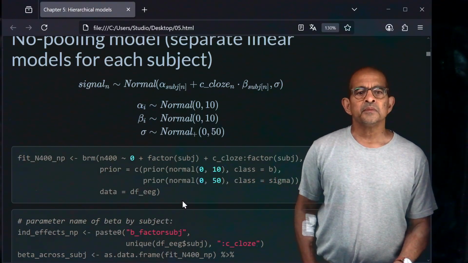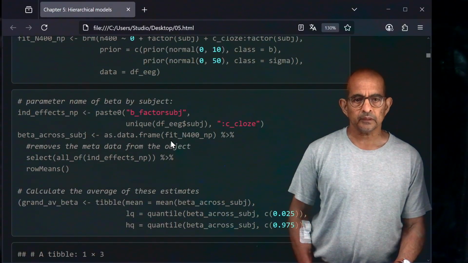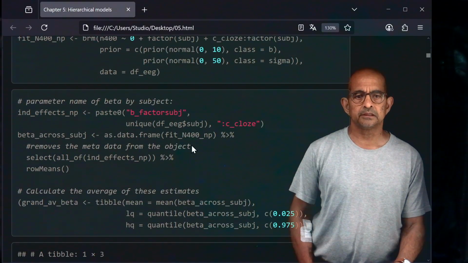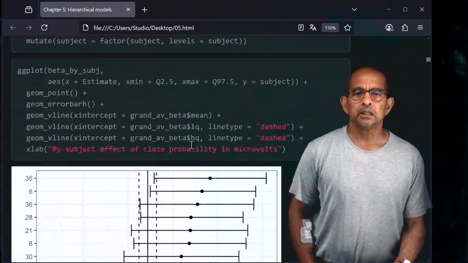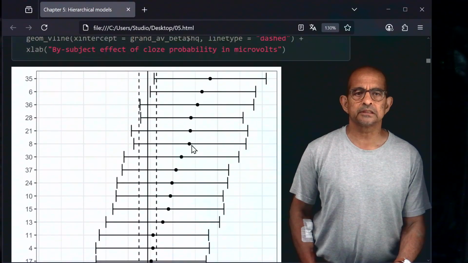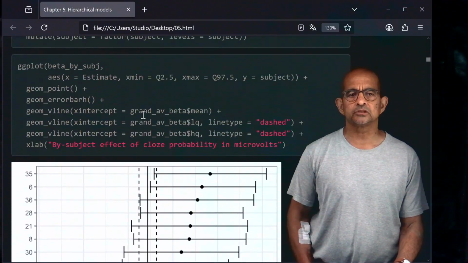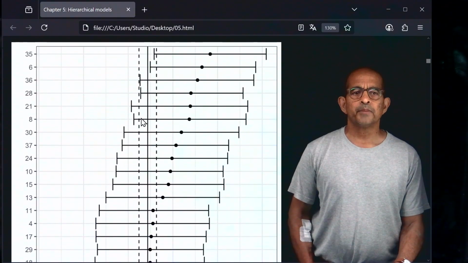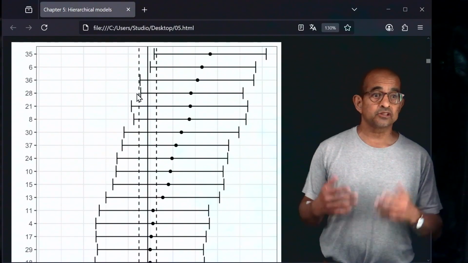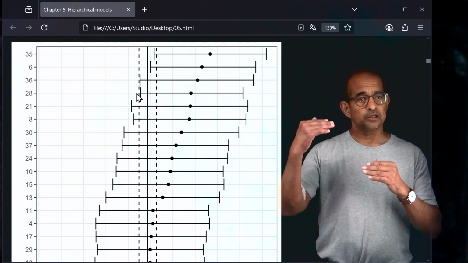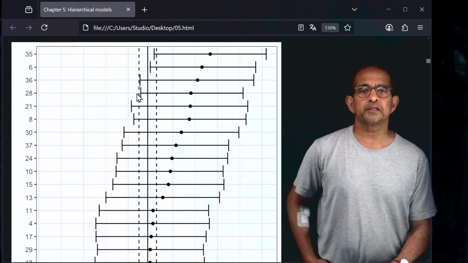Once you fit this model, if you look at the results of the model fit, let me just go down here. I'm skipping over this code because this is just standard summary statistics over the output. But what's interesting in this kind of no pooling model, it's called no pooling because we are not pooling all the data like in the fixed effects model. We are fitting every model separately for each subject.